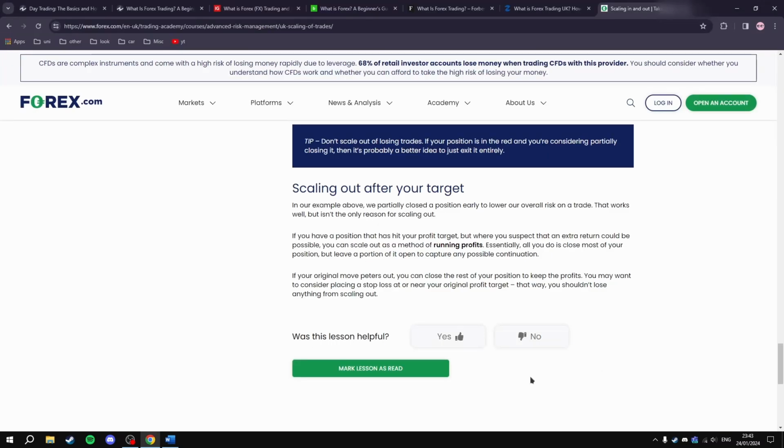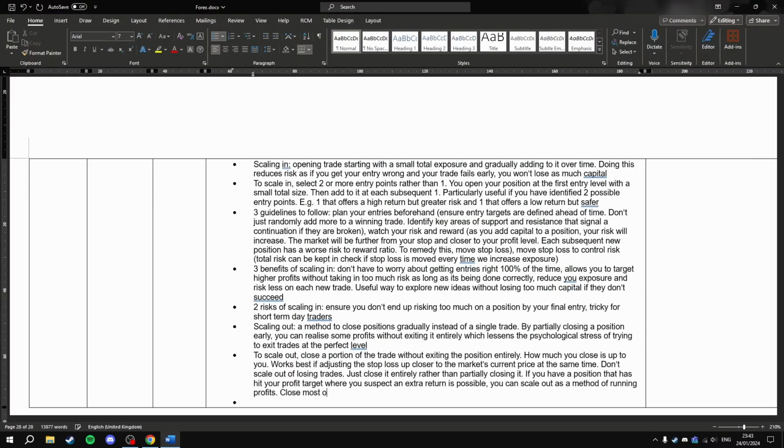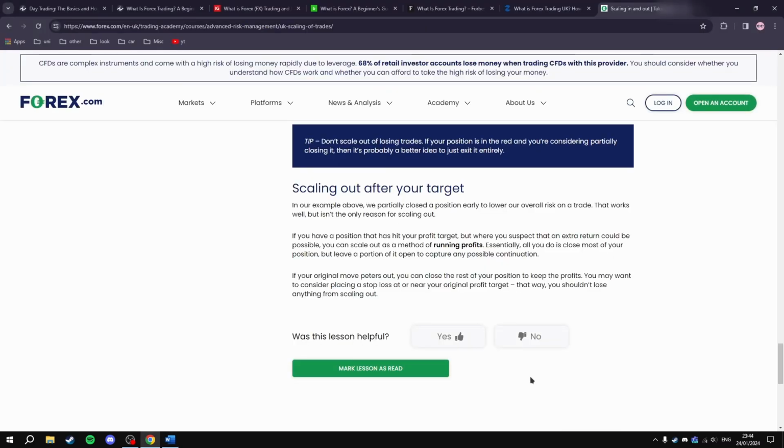Essentially, all you do is close most of your position, but leave a portion of it open to capture any extra profits. If your original move peters out, you can close the rest of your position to keep the profits.